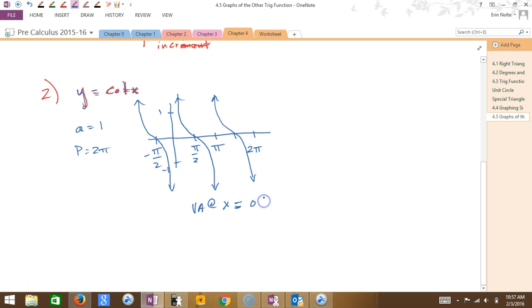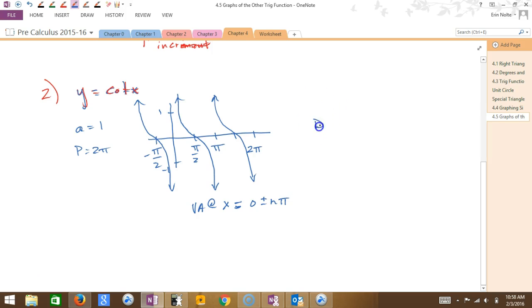You can say 0 plus or minus, how far is 2 increments? Pi again, so n pi. It'll always be 2 increments for tangent and cotangent, no matter what. Period. Bottom line, always.